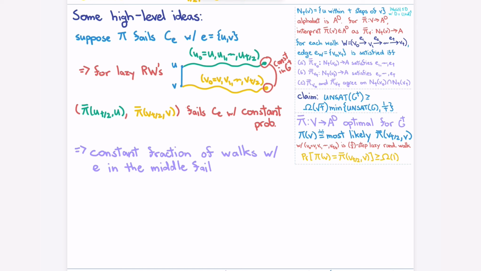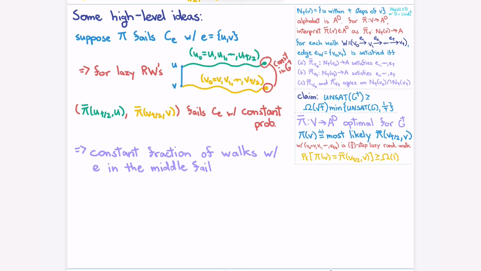I want to fail all the constraints with this bad edge in the middle, and all the constraints with the bad edge off by 1 from the middle, and all the constraints for walks with the edge off by 2 from the middle, maybe up to like square root T. Because I want to say that if you're failing this edge in G, then you're failing a lot of edges in GT. So this is why we have to do lazy walks.